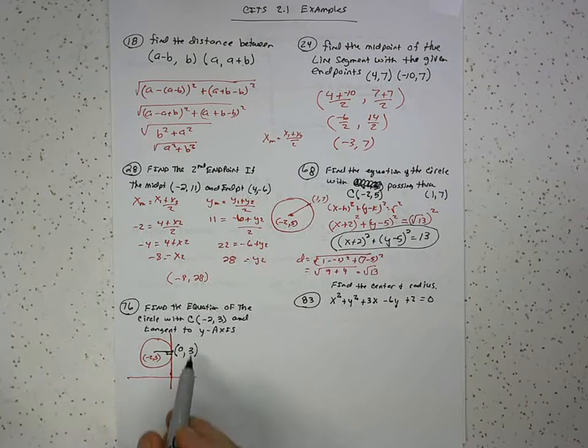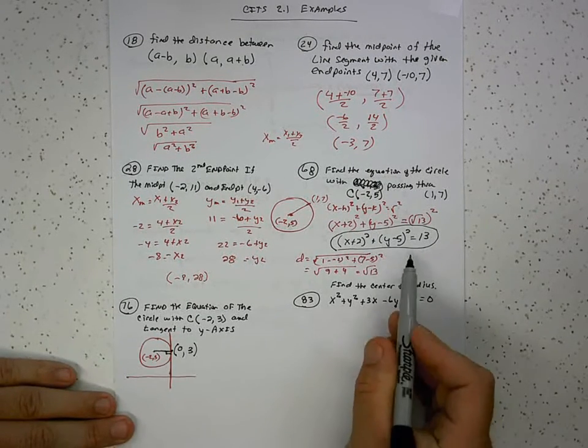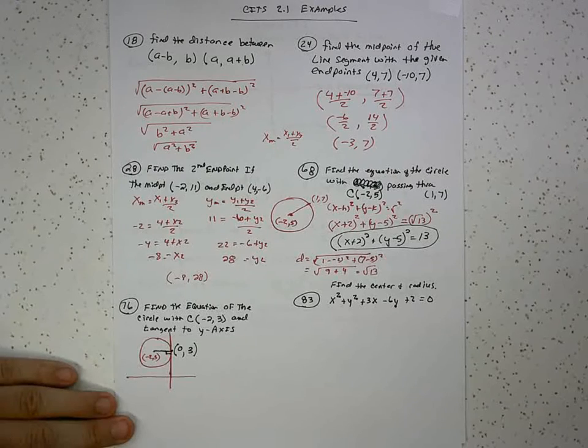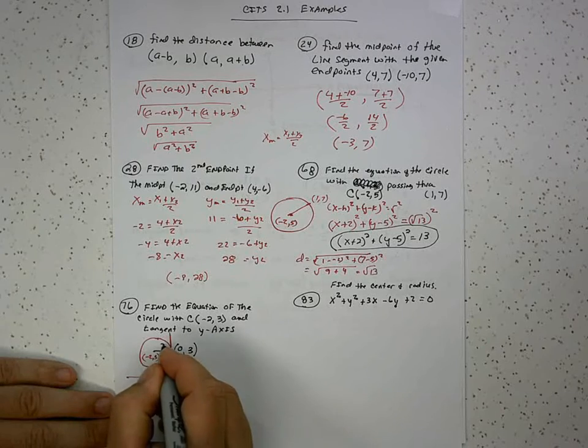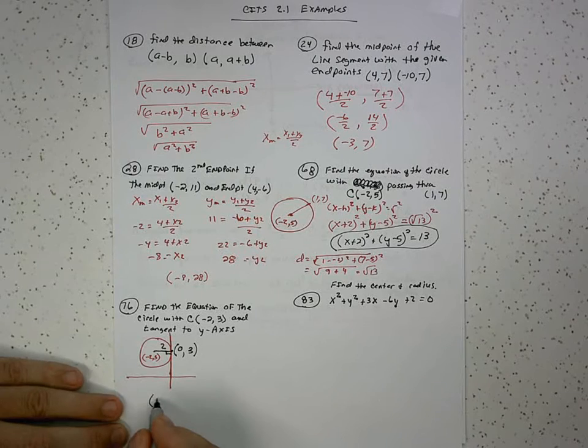Okay? So therefore, that tangent to the y-axis really tells me where that point is. So now it's the same type of problem as number 68. They just gave us the information in a little bit different way. So I know the distance between these two is 2, from negative 2, 3 to 0, 3. So I don't need the distance formula. I can go ahead and write the equation.